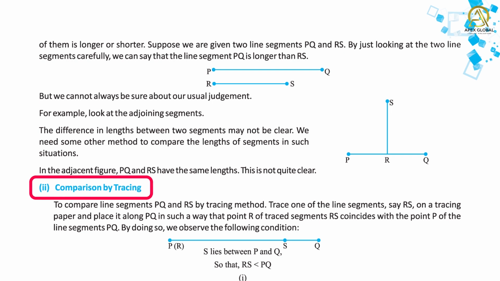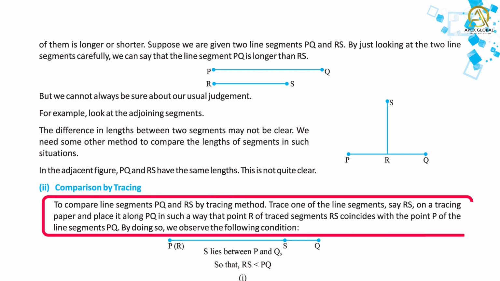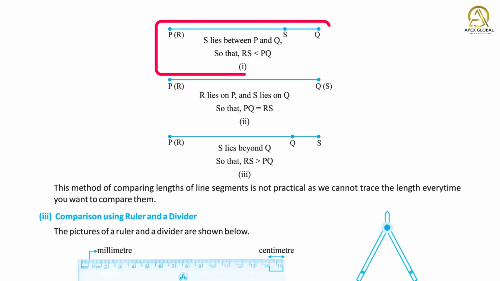Second, comparison by tracing. To compare line segments PQ and RS by the tracing method, trace one of the line segments, RS, on a tracing paper and place it along PQ in such a way that point R of the traced segment RS coincides with the point P of the line segment PQ. By doing so, we observe the following conditions. P, R, S, Q. S lies between P and Q so that RS is less than PQ.